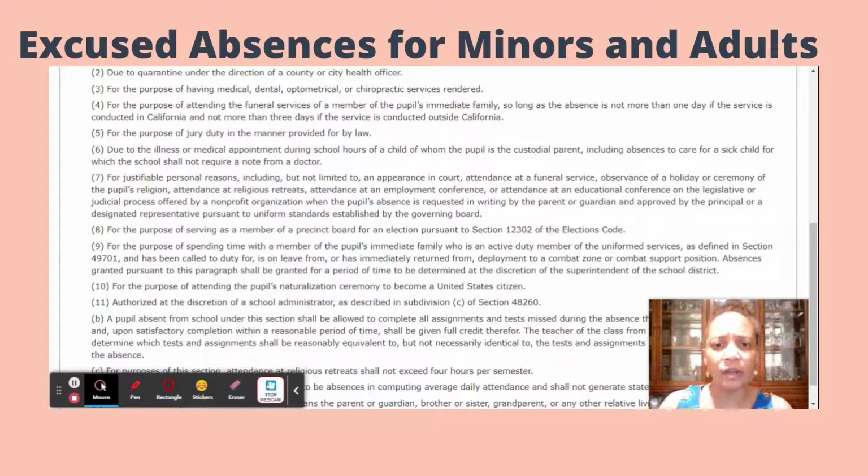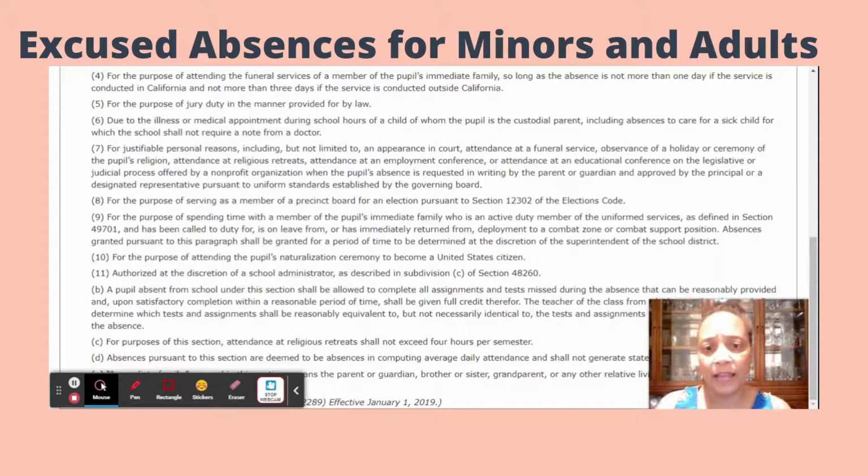justifiable personal reasons such as an appearance in court, an observed holiday due to religious reasons. Also, if a person serves at an election, they can also be excused from class. Also, for taking care of an immediate family member, attending a naturalization ceremony, and also the school administrator has the discretion. Now, if students are absent, then teachers need to allow students time to make up the coursework.